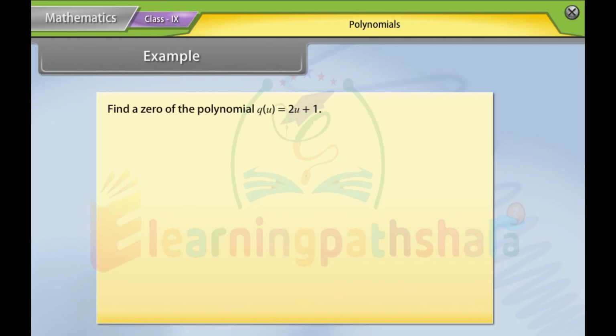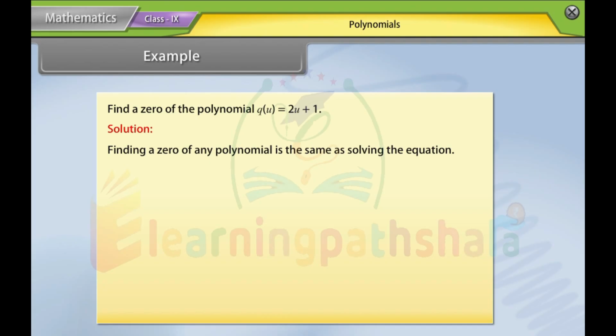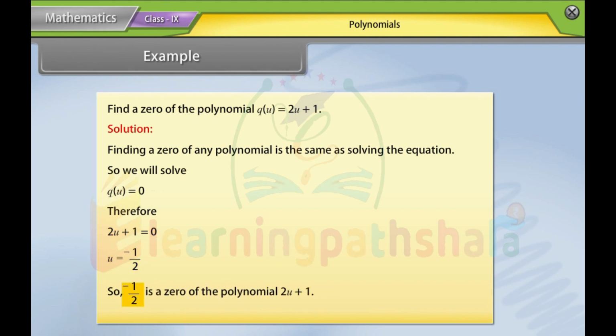Let's now find a zero of the polynomial Q(u) is equal to 2u plus 1. Solution. Finding a zero of any polynomial is the same as solving the equation. So we will solve Q(u) is equal to 0. Therefore, 2u plus 1 is equal to 0 gives us u as minus 1 upon 2. So, minus 1 upon 2 is a zero of the polynomial 2u plus 1.